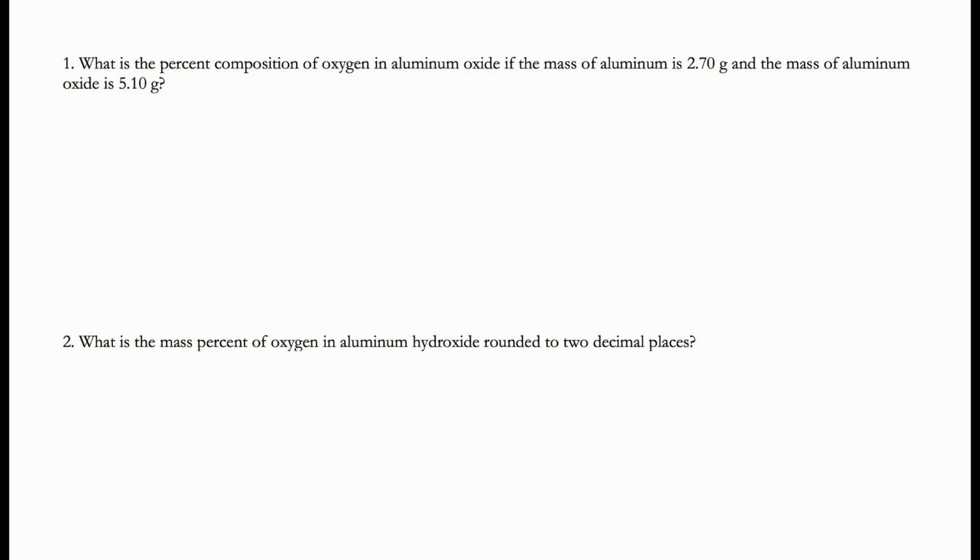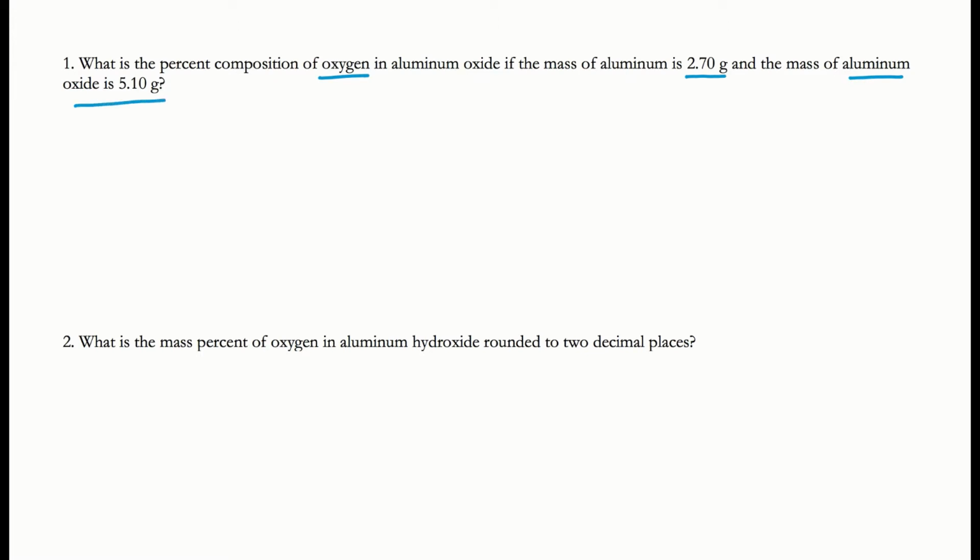All right, so in these problems, I'm determining the percent composition, and there are two different ways that I can do that. I can do it if I'm given mass, and I can do it by using the formula for a compound. So let's first do it if I'm given the mass. Number one says, what is the percent composition of oxygen in aluminum oxide if the mass of aluminum is 2.70 grams and the mass of aluminum oxide, so the total mass, is 5.10?